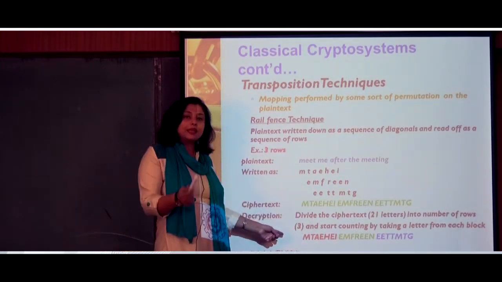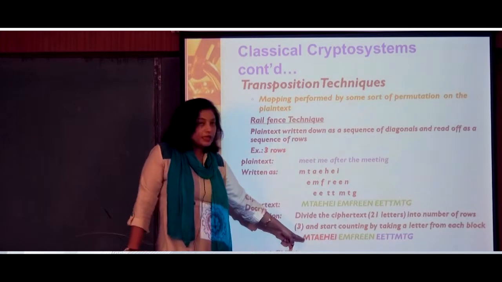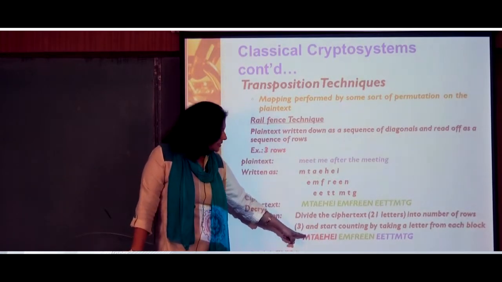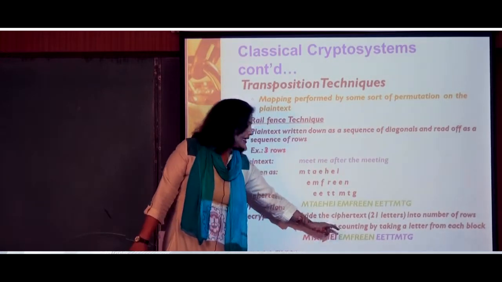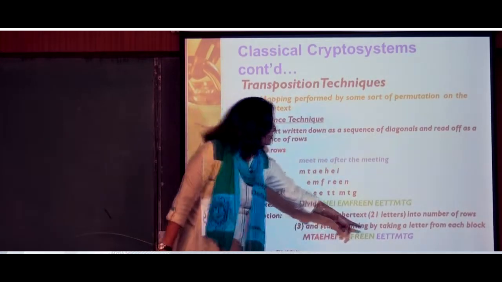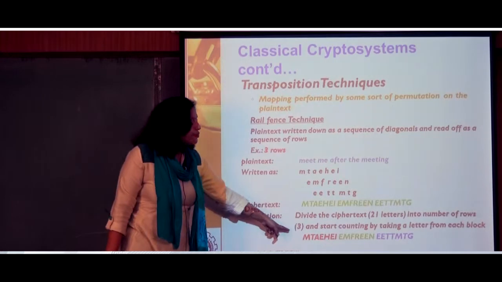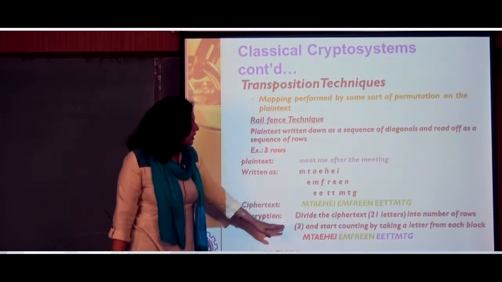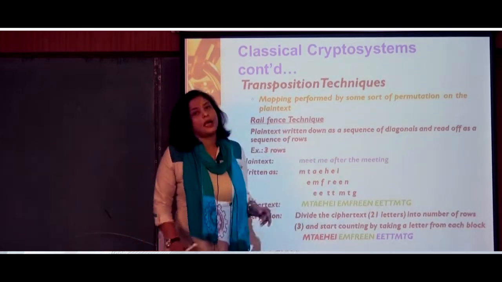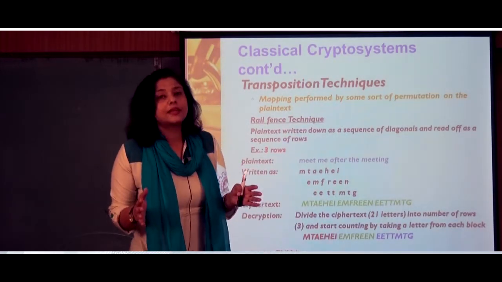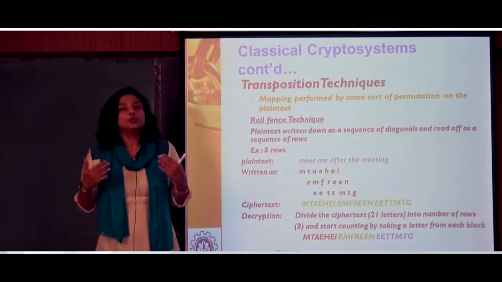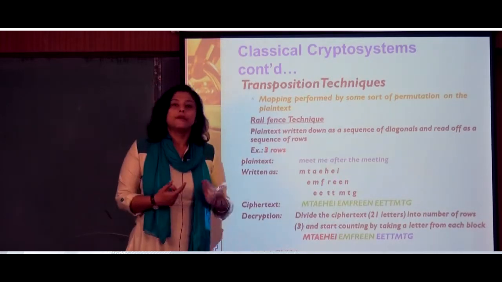So my decrypted text will be the first letter from the first block, that is M, then the first letter from the second block, that is E, and the first letter from the third block, that is again E. So if you start doing it, you will be getting back meet me after the meeting. So this is about the rail fence technique. Now we will move on to a more advanced form of rail fence technique.